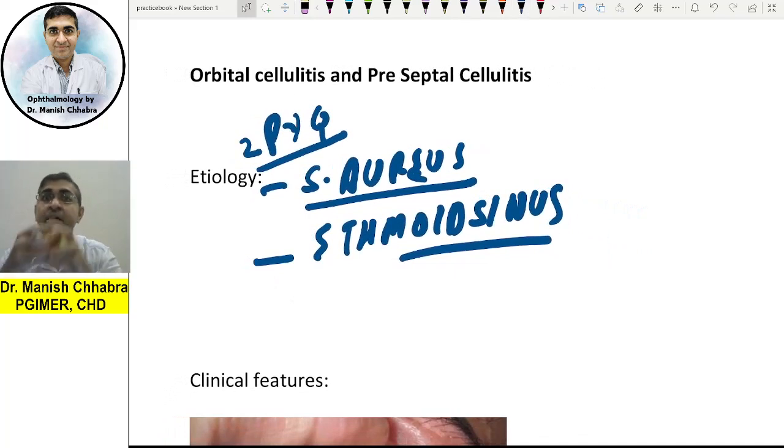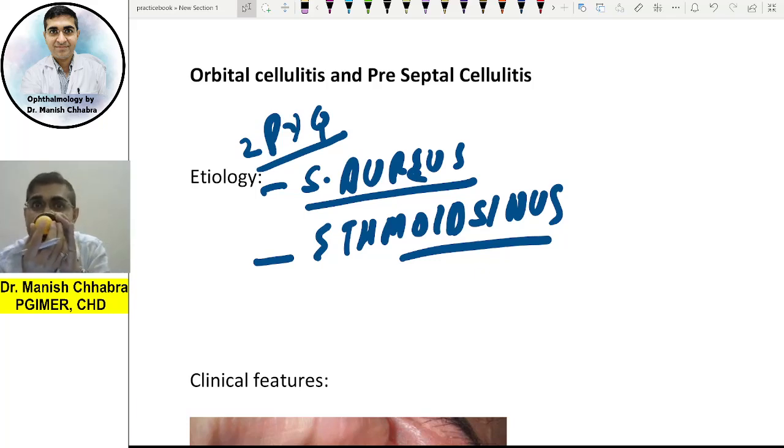Now what will be the features? You know there are structures which are lying in the orbit. What are those structures? Those which pass through the superior orbital fissure and the optic canal. Of course, some structures also pass through the inferior orbital fissure. Now when there is inflammation inside the orbit, there will be raised intraorbital pressure because the orbit has bony boundaries: the superior wall, the inferior wall, the medial wall, the lateral wall.